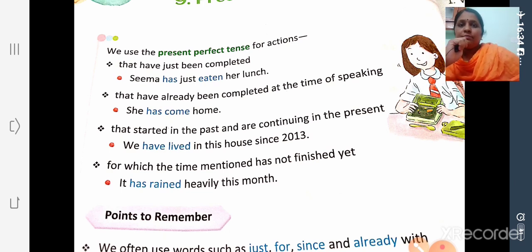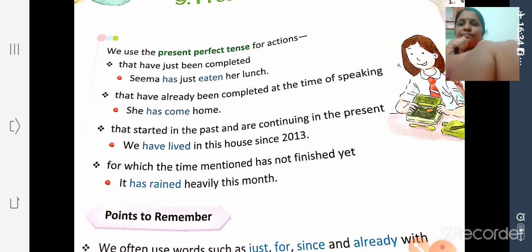Finished actions, completed actions, present perfect tense, and that have just been completed. ഇപ്പോൾ ഉടനെ കംപ്ലീറ്റ് ചെയ്ത് കഴിഞ്ഞ കാര്യങ്ങൾ പറയാനായിട്ട് നമുക്ക് present perfect tense ഉപയോഗിക്കാം. Okay, that have already been completed at the time of speaking, that started in the past and are continuing in the present. പാസ്റ്റിൽ തുടങ്ങിയതാണ്, but still it is continuing. അത് നമ്മളെ present perfect tense ആണ്.